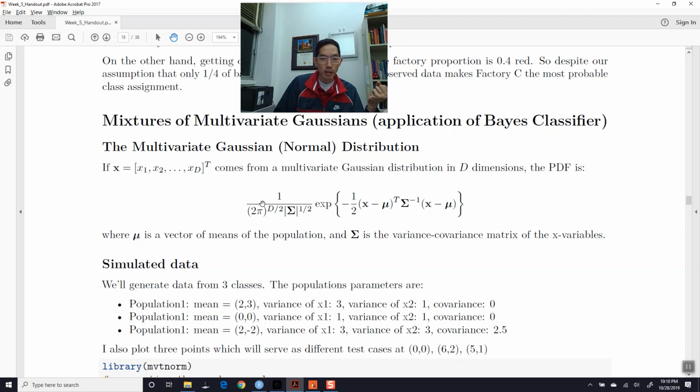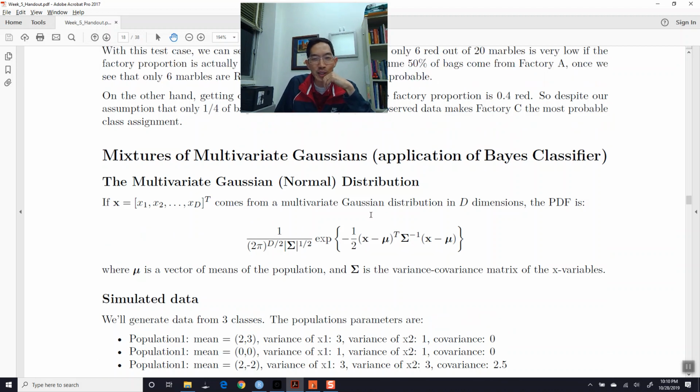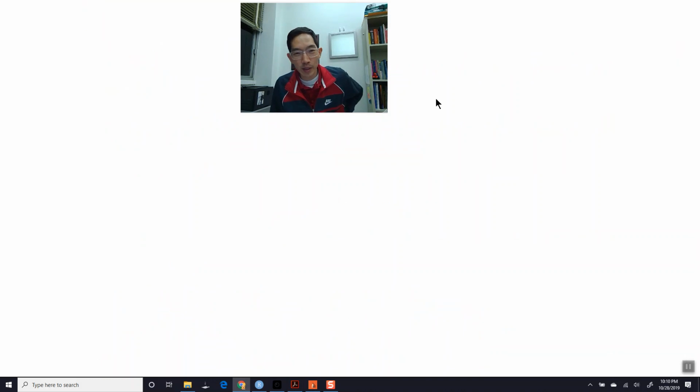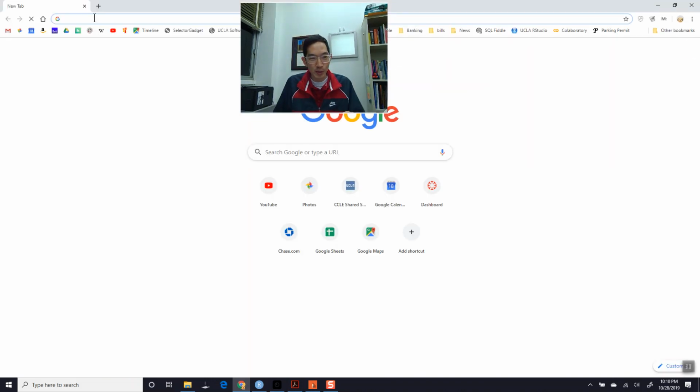The PDF of this multivariate Gaussian distribution is this mess here, okay? There are some parallels between the regular PDF of the normal distribution for one variable and the PDF of the multivariate Gaussian. Don't worry about this PDF, okay? This is a sigma matrix, and this is the inverse of the sigma matrix, and this is your vectors x and your mean vector mu, and it's this mess, okay? Let me pull up the Wikipedia page for the multivariate normal.